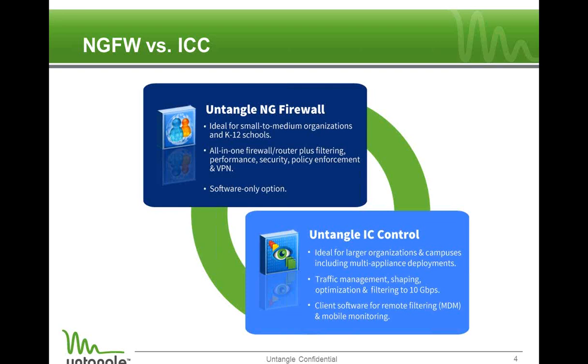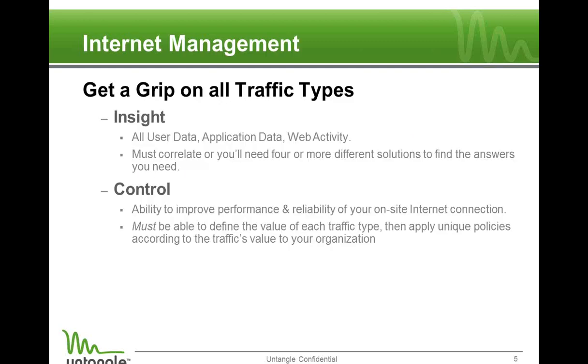So what IC Control offers is full internet management. It helps you get a grip on all of your different traffic types. It gives you insight, including integration with Active Directory to give you identity-based reports, showing you all web activity and application data. This information is also available in various correlations so that you can diagnose problems within your internet connection. And a lot of our customers give us feedback that they can find information in our one appliance that they would typically need 4 different solutions on their network in order to gather.